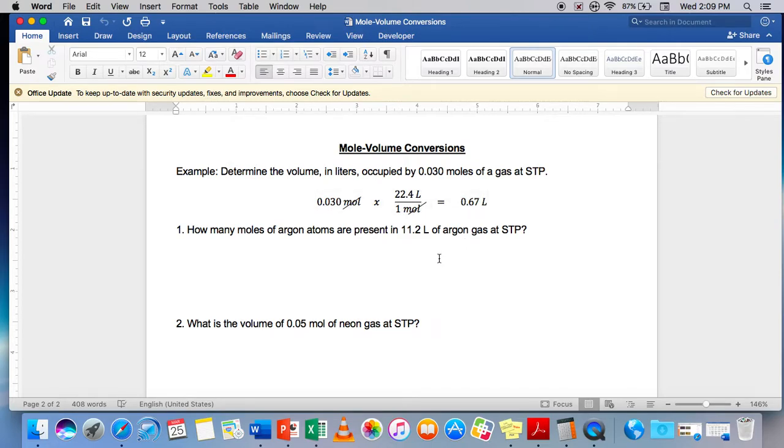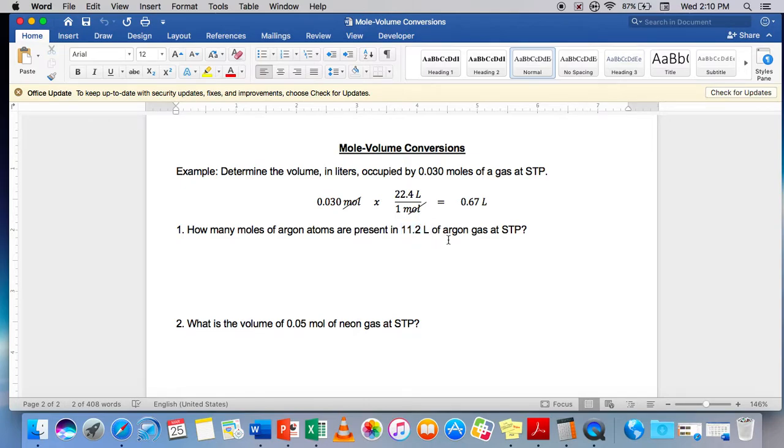Why don't we try an example of our own together, and let's do number 1. It says how many moles of argon atoms are present in 11.2 liters of argon gas at STP. So let's think about what we are given, what we know, and what we are looking for. The question asks how many moles, so we have to finish in moles. What do we know? We know that there's 11.2 liters.